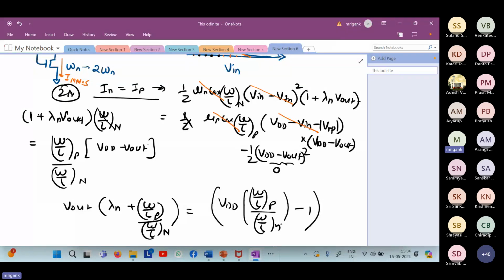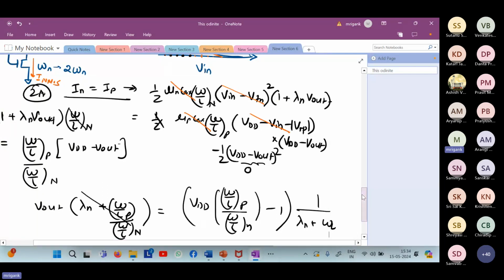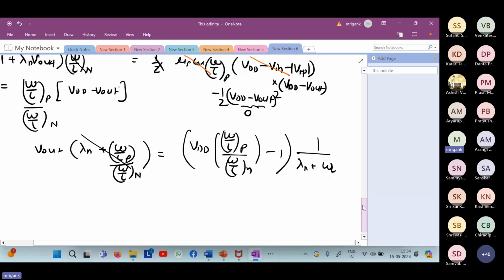So if you bring this over here, you get 1 upon lambda N plus W by L. Again, the problem is from an area point of view. I have to shift a little bit. Let me shift. And then again, lambda N is a number which is small, so I can even ignore this lambda N.